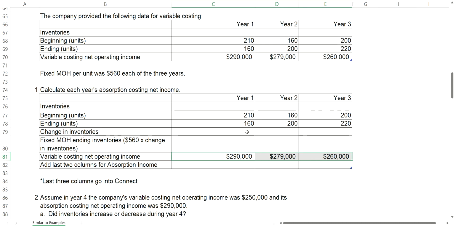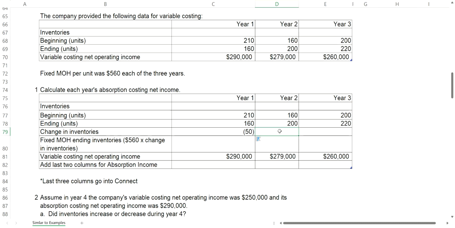Okay, now what we're going to do is we're going to take the difference in inventories. In year 1, it was 160,000 for the ending, minus you had 210 for the beginning. Let's try that again. That was 160 there. Okay, so inventories between beginning and ending have gone down by 50 units.